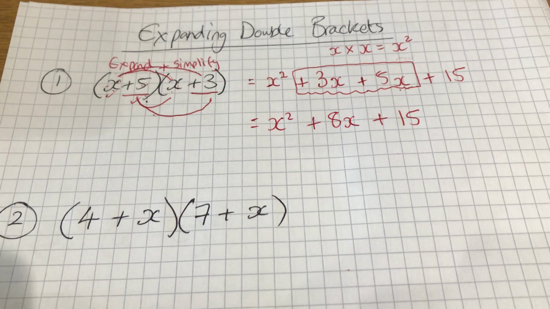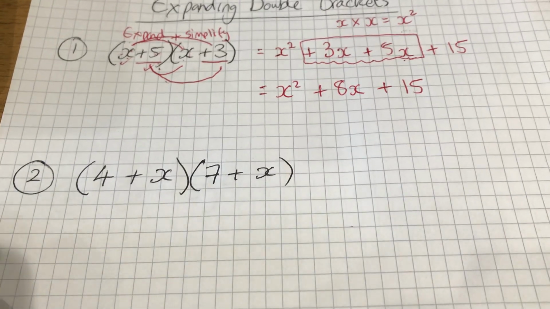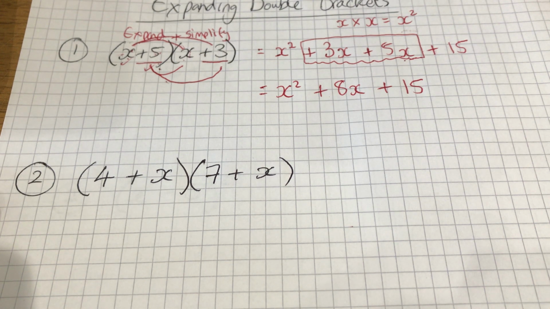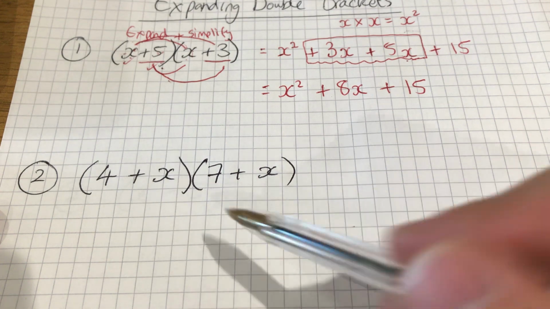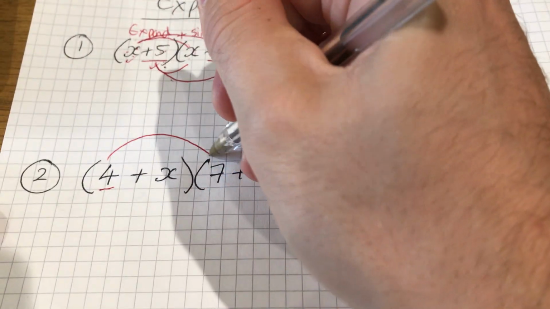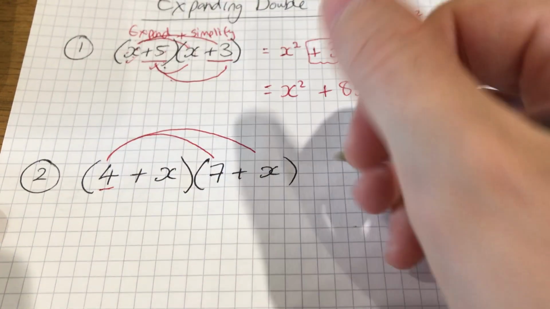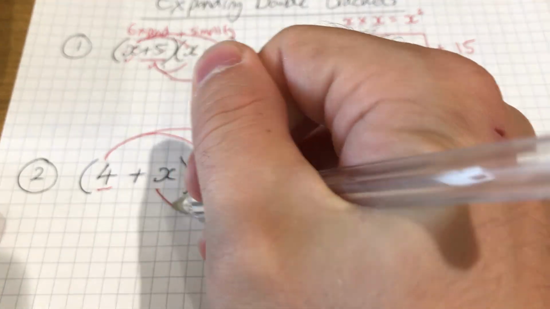Okay, right, question 2 looks a bit odd. Just to warn you really that this sort of question can happen where it looks a bit different, but you just treat exactly the same thing. You might have x's in different orders, that's absolutely fine. You're just going to still do whatever this is times both things in the other bracket. So 4 times 7 is 28, 4 times x is 4x.